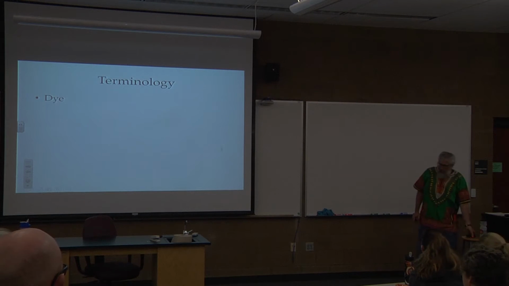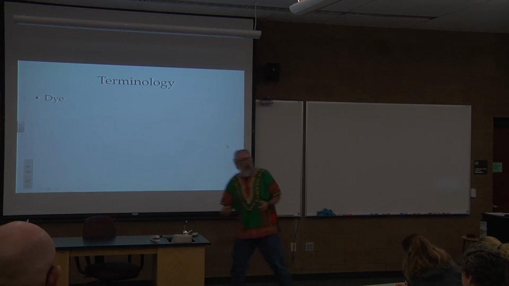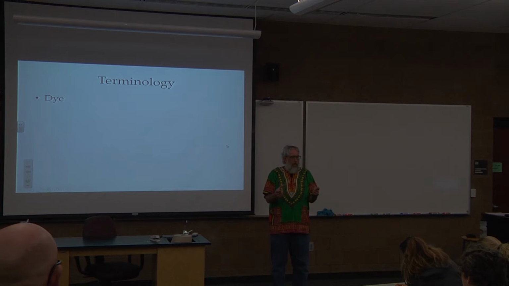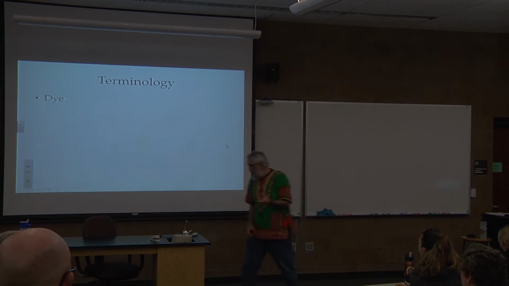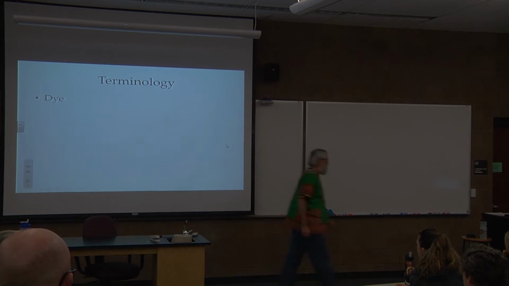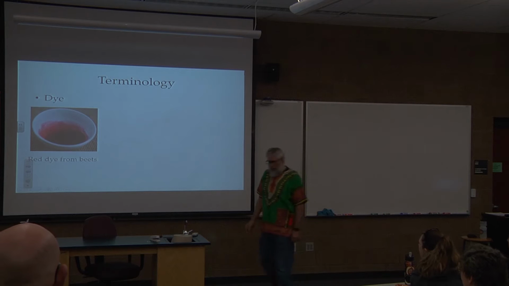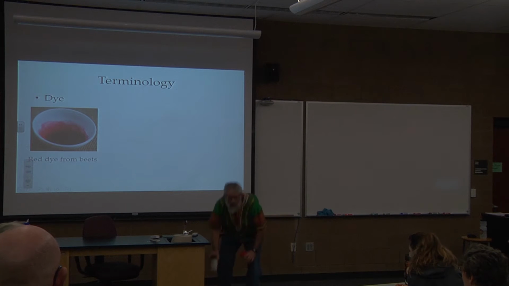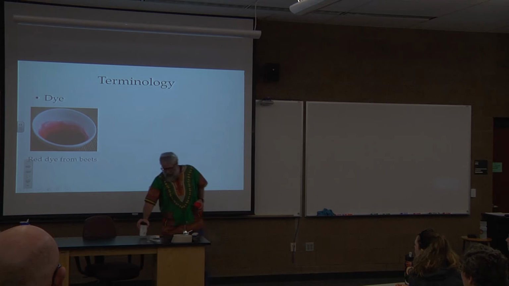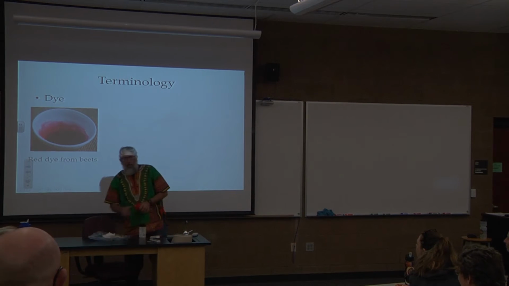So, a dye. A dye is an organic substance which is colored and can impart color to some other object to which it is applied. For example, we have something like beet juice. And rather than just let you see the picture on the slide, we're going to get some canned beets.